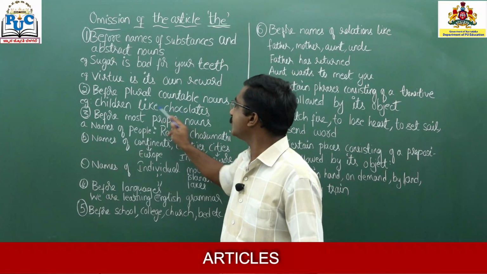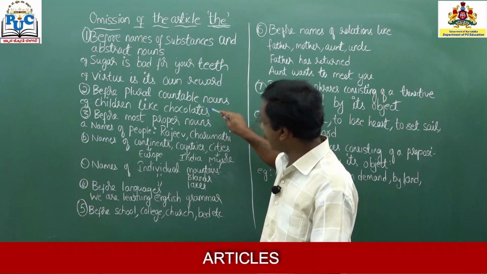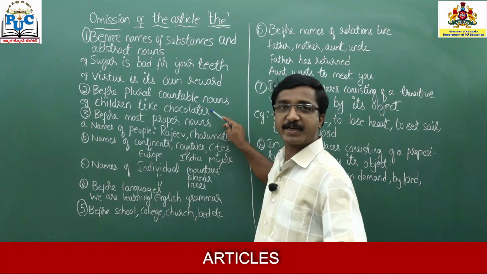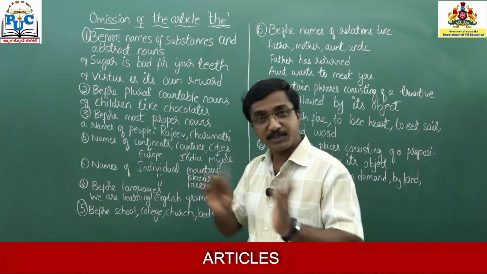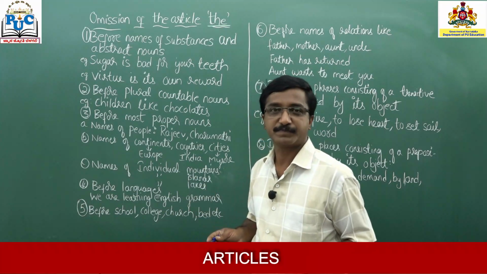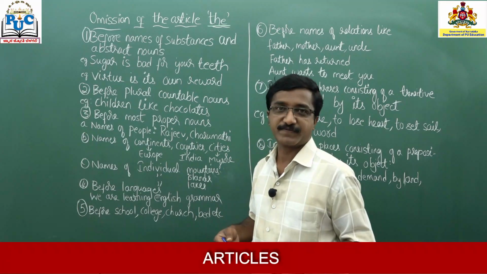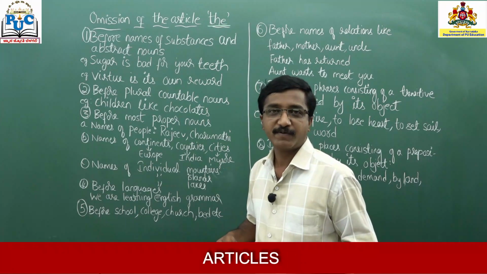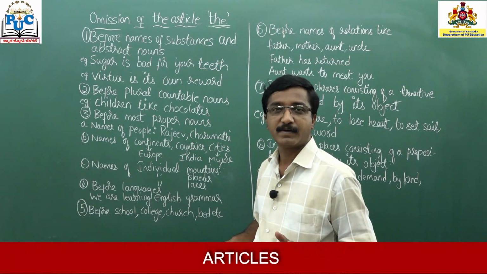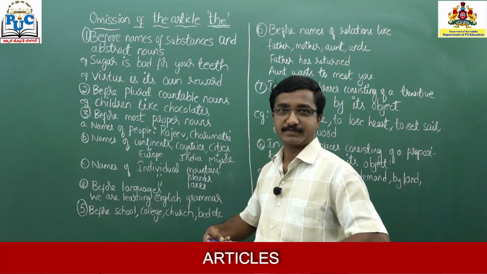You are not supposed to say "the children like chocolates". Again, there is something to be noted. You can use "the children" in a different context. For example, if the husband says to the wife, "Where are the children?" Look, the context is different. Got it? Whose children? Our children.